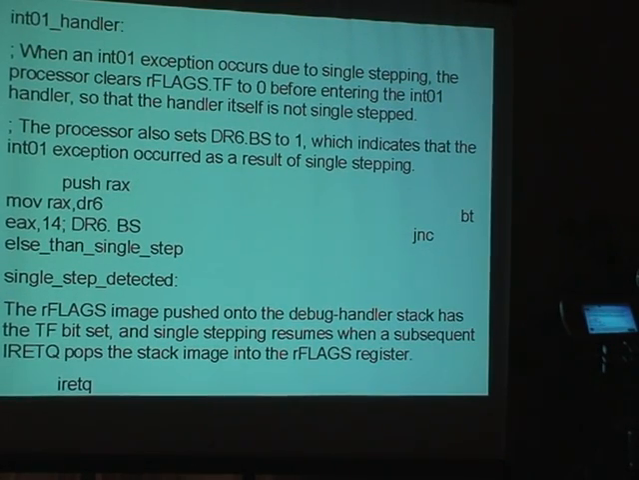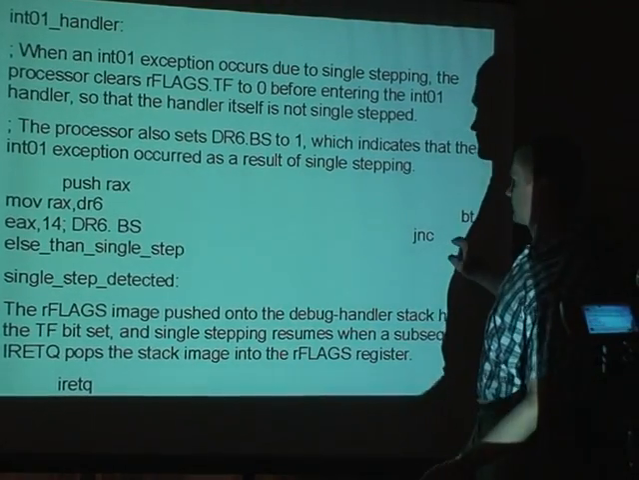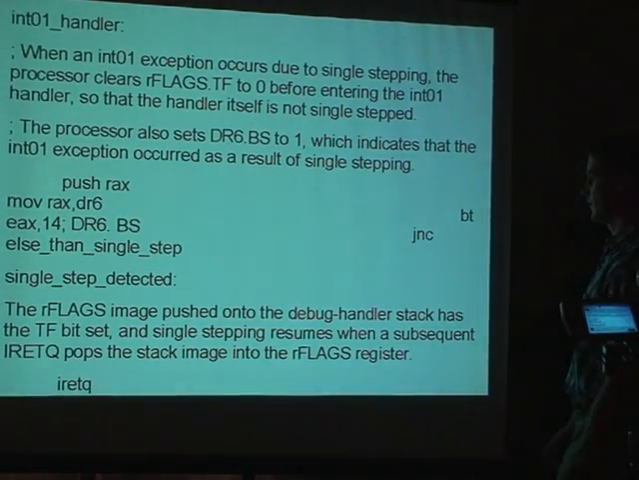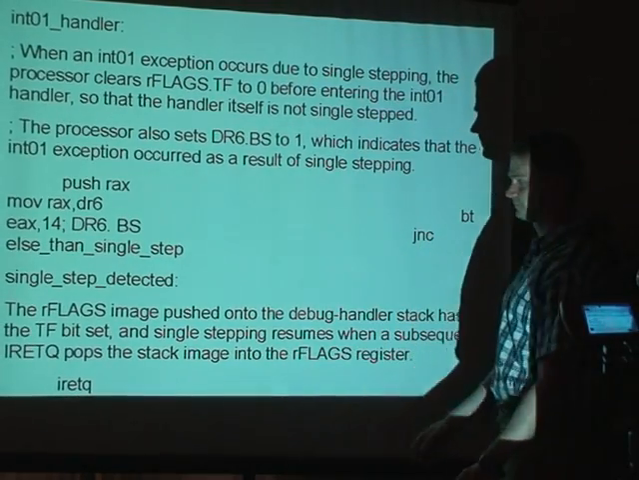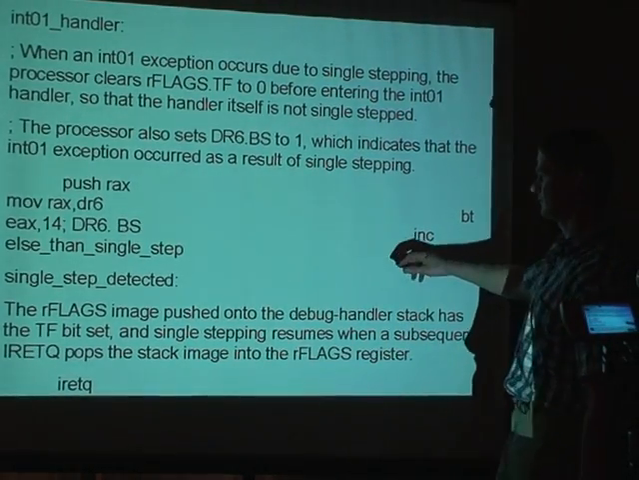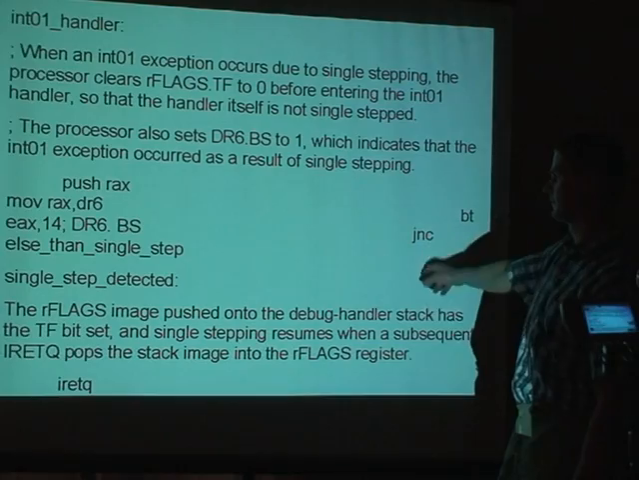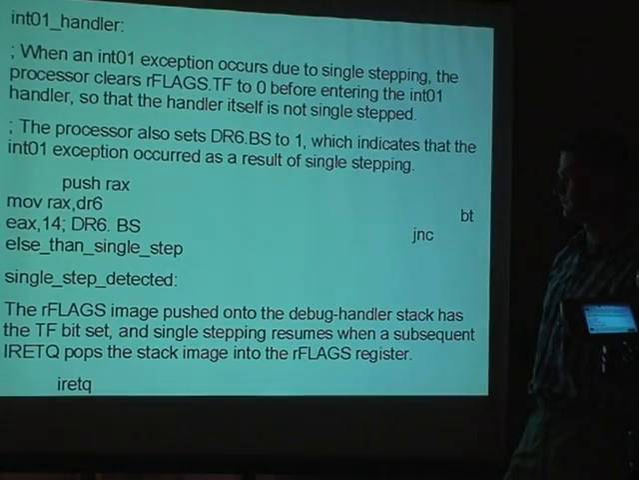It is terrible, everything is shifted. So first, we save register RAX. Then we save debug register 6 into RAX, and then we test the 13th bit of debug register 6. If this bit is set, it is single stepping. And if this bit isn't set, something else led to triggering the interrupt 1 handler.